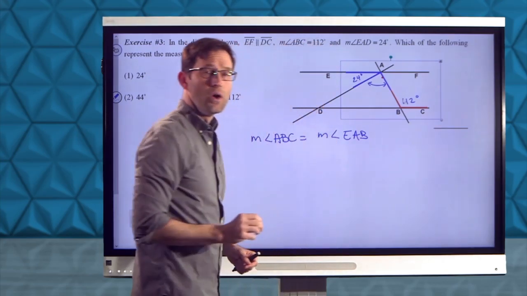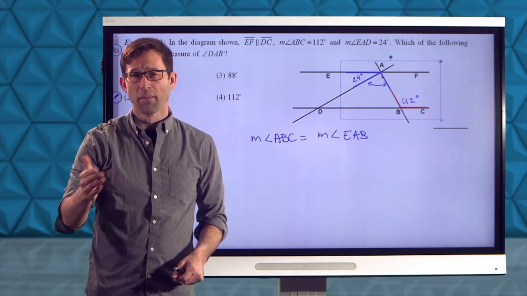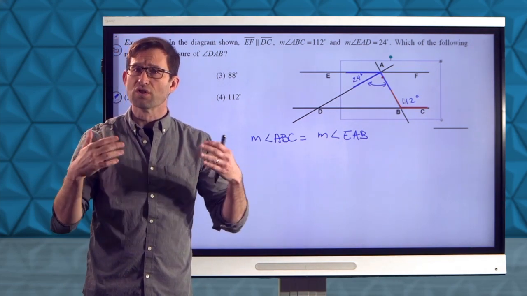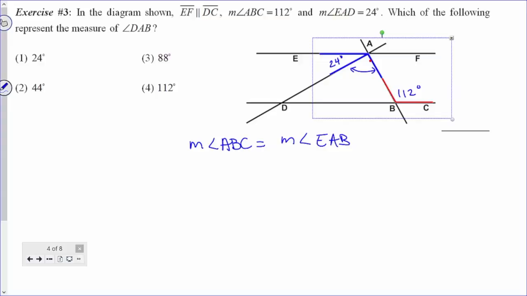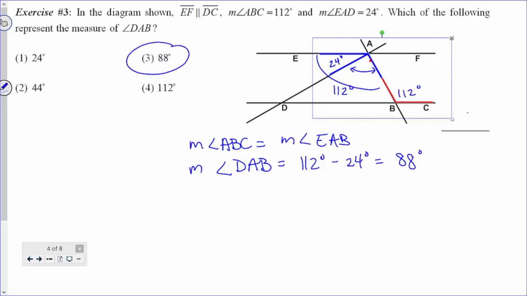Now, because of that, we can use the concept of the whole as the sum of its parts. No proof here, no proof. We're just using that idea to say, well, this whole angle must be 112 degrees. So the one I'm now looking for, the measure of angle DAB, and no, I won't dab for you, is 112 degrees minus 24 degrees, which is 88 degrees for choice 3.